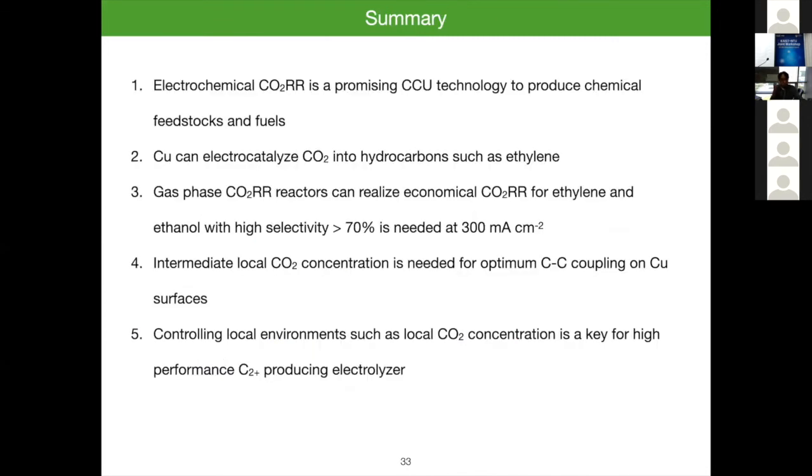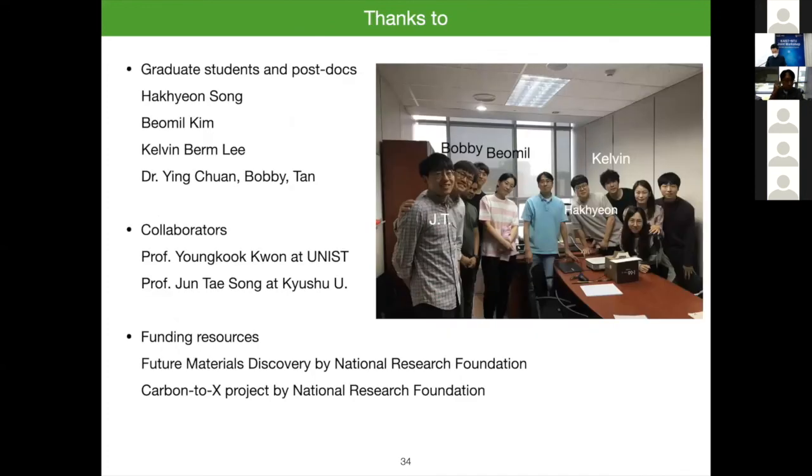Okay, so this is just a summary that I'd like to point out: electrochemical CO2 reduction is a promising CCU technology, and to produce ethylene, you need to control the local CO2 concentration to have the ideal surface coverage for C-C coupling.